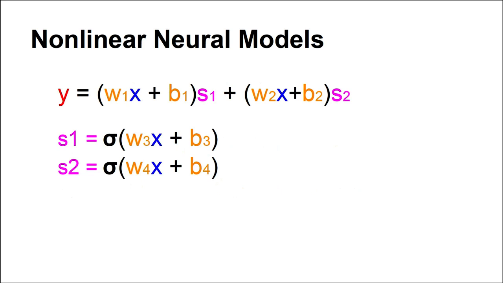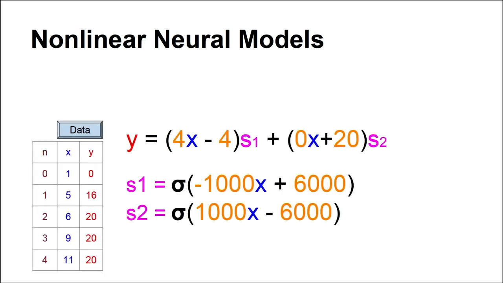So now what we have is a model that looks like that. So you have two linear functions, and they are multiplied by two nonlinear functions, which can go from 0 to 1. So basically, the trigger is whether x is to the left of 6 or to the right of 6.